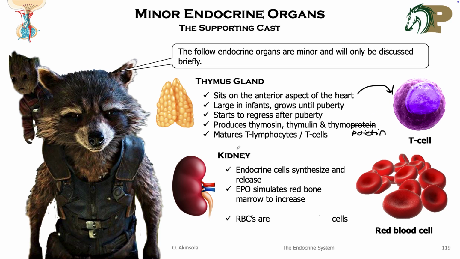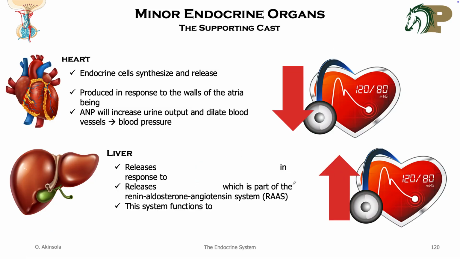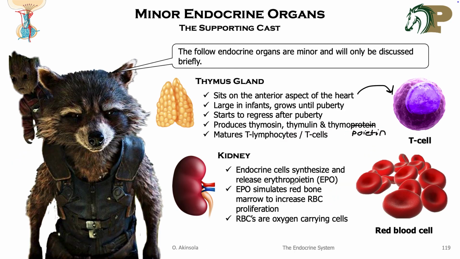Next, we have the kidney. Endocrine cells will synthesize and release erythropoietin. Okay, and erythropoietin is a hormone that will stimulate the red bone marrow to increase RBC proliferation. So erythropoietin comes from the kidney, stimulates the bone marrow to produce more red blood cells or erythrocytes. RBCs are oxygen-carrying cells, of course. So far we have thymosin from the thymus gland, erythropoietin from the kidney.